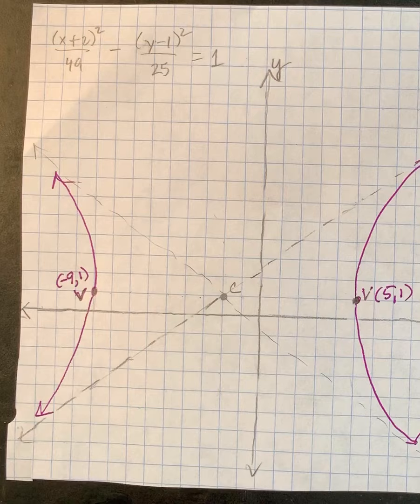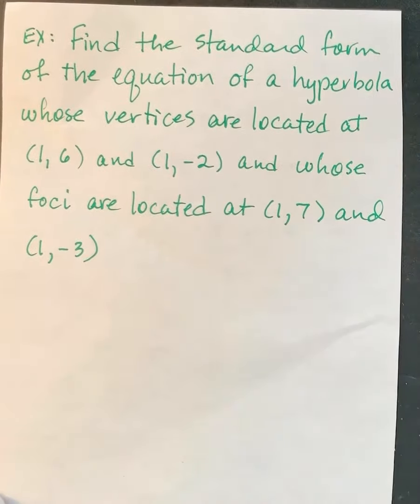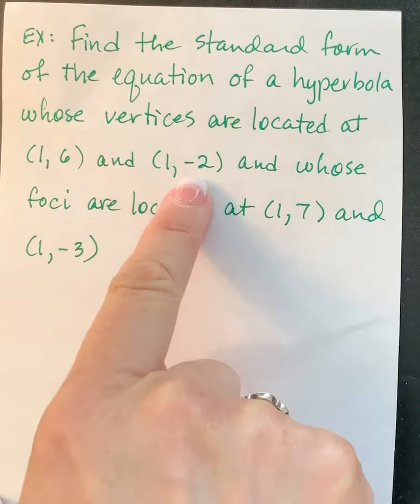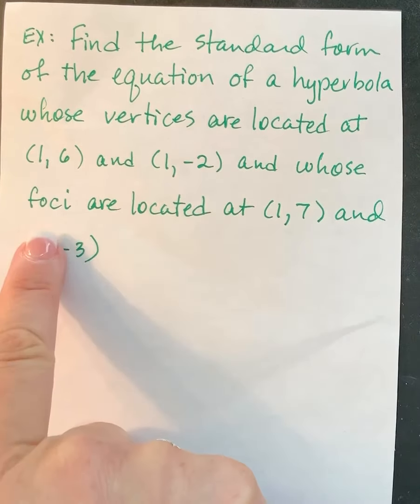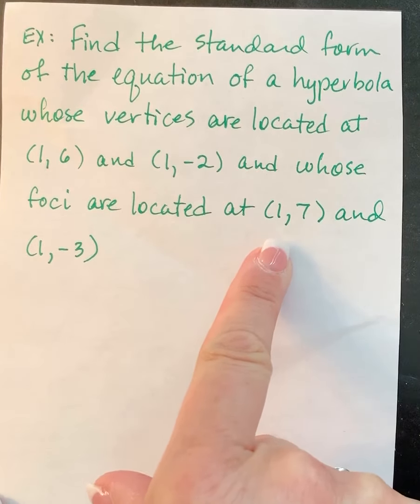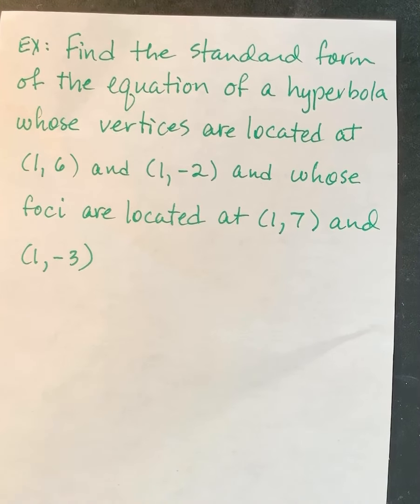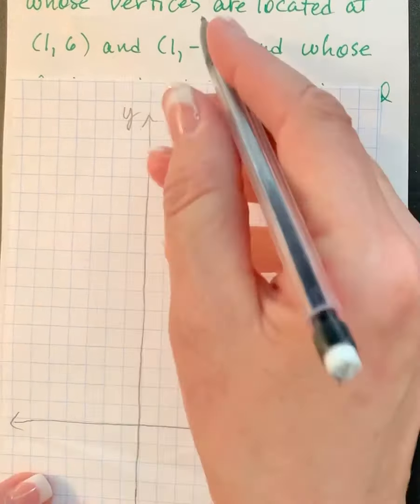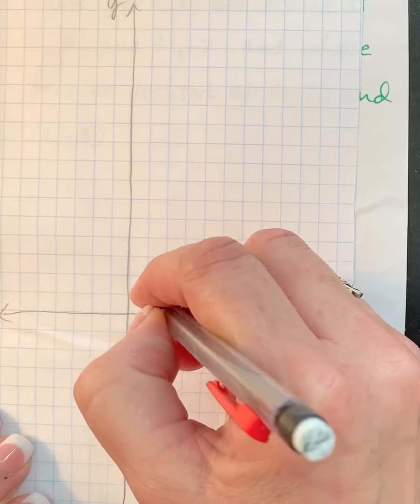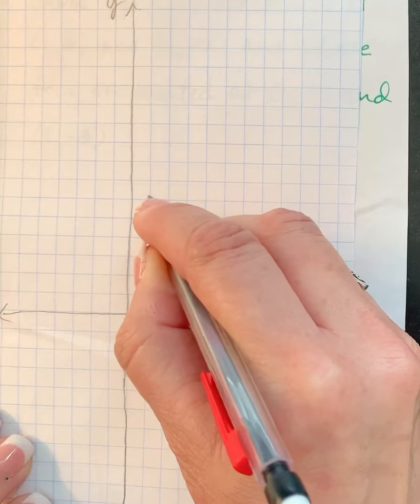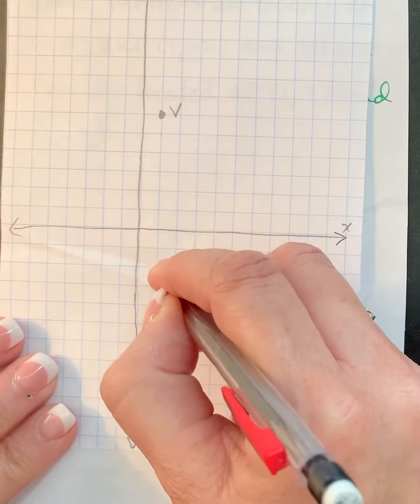Another question says, find the standard form of the equation of a hyperbola whose vertices are located at 1, 6 and 1, -2, and whose foci are located at 1, 7 and 1, -3. All right, now it doesn't say that you have to graph it, but usually that's what I do, so I can really kind of picture the situation. So if I put the vertices on there, 1, 6 and 1, -2. Okay, that's a vertex. And then down here is a vertex.